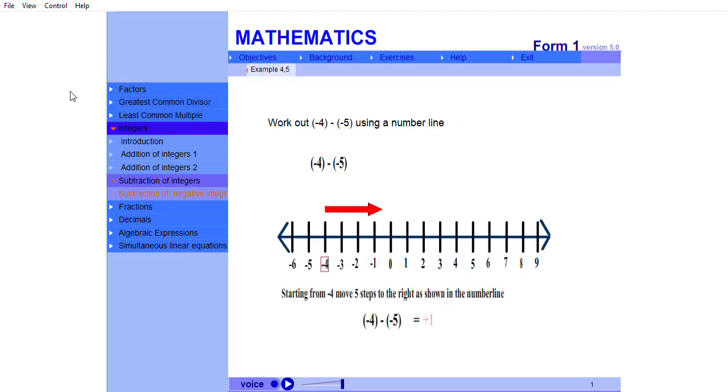E. Work out (-4) minus (-5). Starting from -4, move 5 steps to the right as shown on the number line. (-4) minus (-5) is equal to +1.